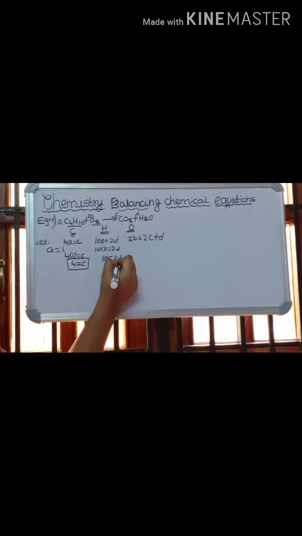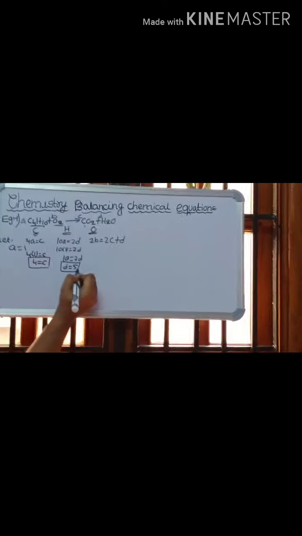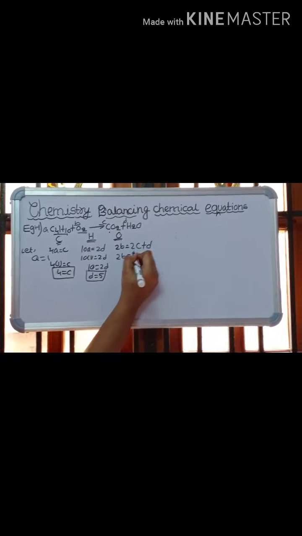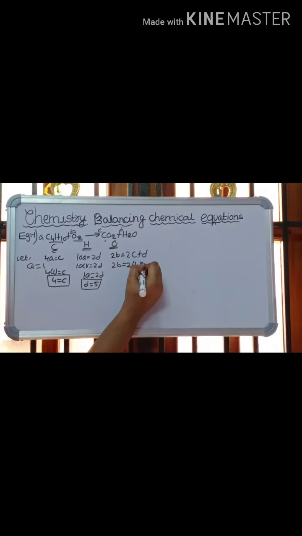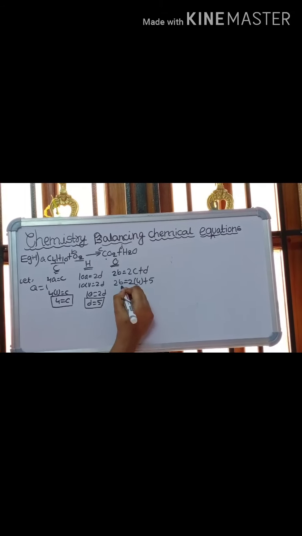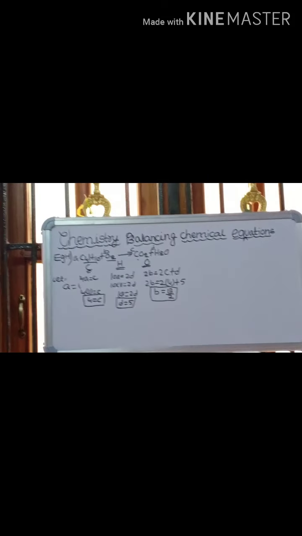10 equals 2D, so D value is 5. Okay, and same if you go with B value, what is the value of C? 4 plus B 5, 8 plus 5, 13 by 2. B value is 13 by 2. In this way we derived 4 values A, B, C, D.